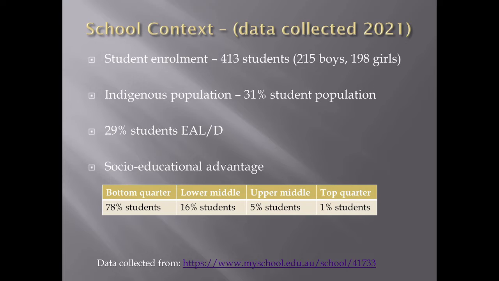The school enrollment across K-6 was relatively even, 215 male students and 198 female students, collectively 413 students. Within the diverse school population, 31% were of Indigenous background and 29% were EALD students. But the most alarming statistic found was the amount of student families that were in the bottom quarter for socio-educational advantage, 78% compared to the top quarter, which only houses 1% of student households.